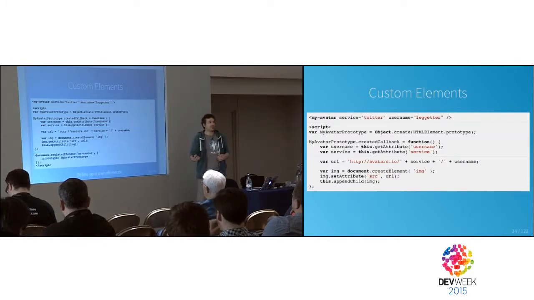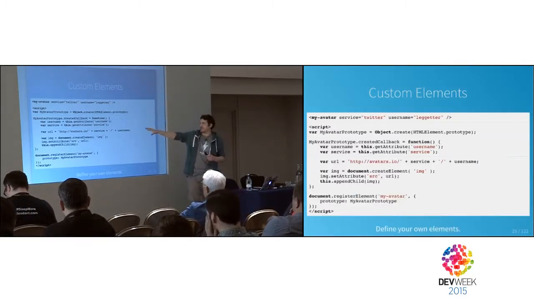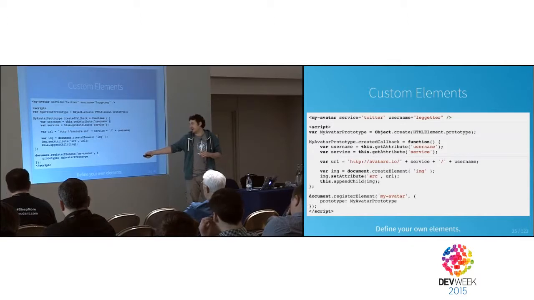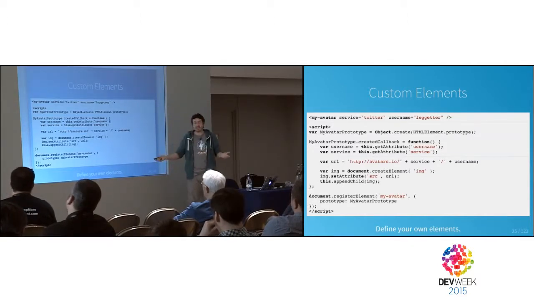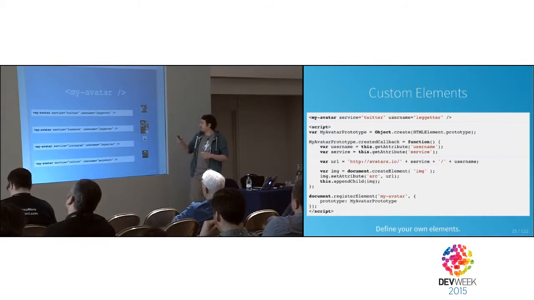And then you need to register it with the document to say that any time that somebody creates an element with that tag name, that this is registered and the callback will be executed and so on. You need to provide the name of the tag that you want, and also pass in the prototype. So this is letting you define your own elements. So these are examples using my avatar instead.